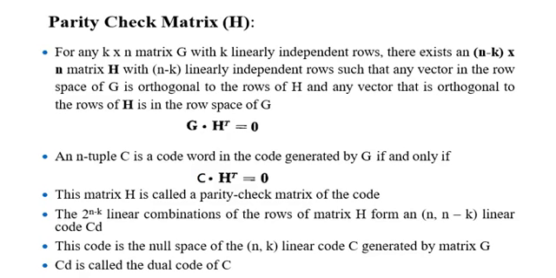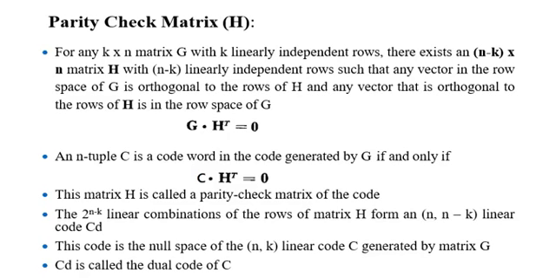So if G into H transpose is equal to 0, then we can also write that C into H transpose should be equal to 0. That we need to prove, which we will see in the next class. So remember, the relation between the parity check matrix and the generator matrix is that G into H transpose should be equal to 0. Otherwise we can say that the generated code word into H transpose should be equal to 0. So this matrix H is called a parity check matrix of the code.